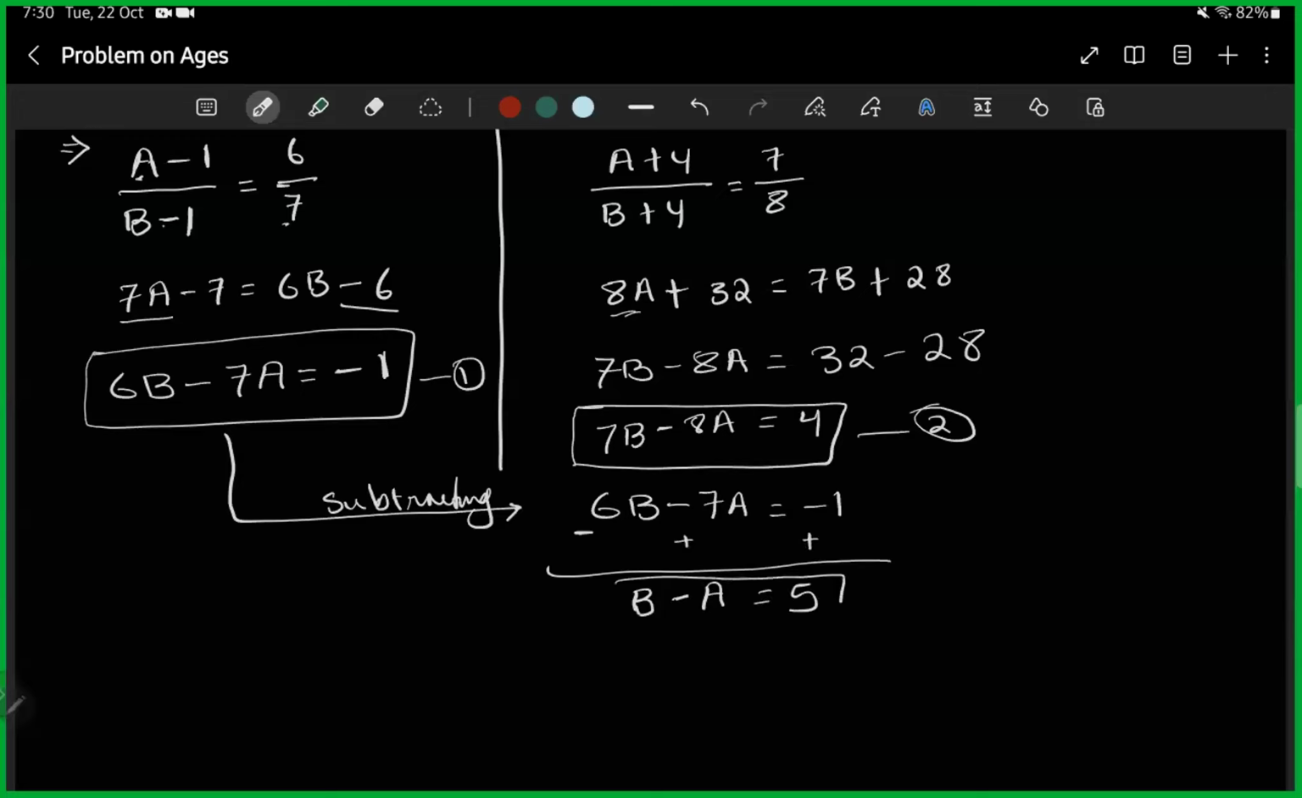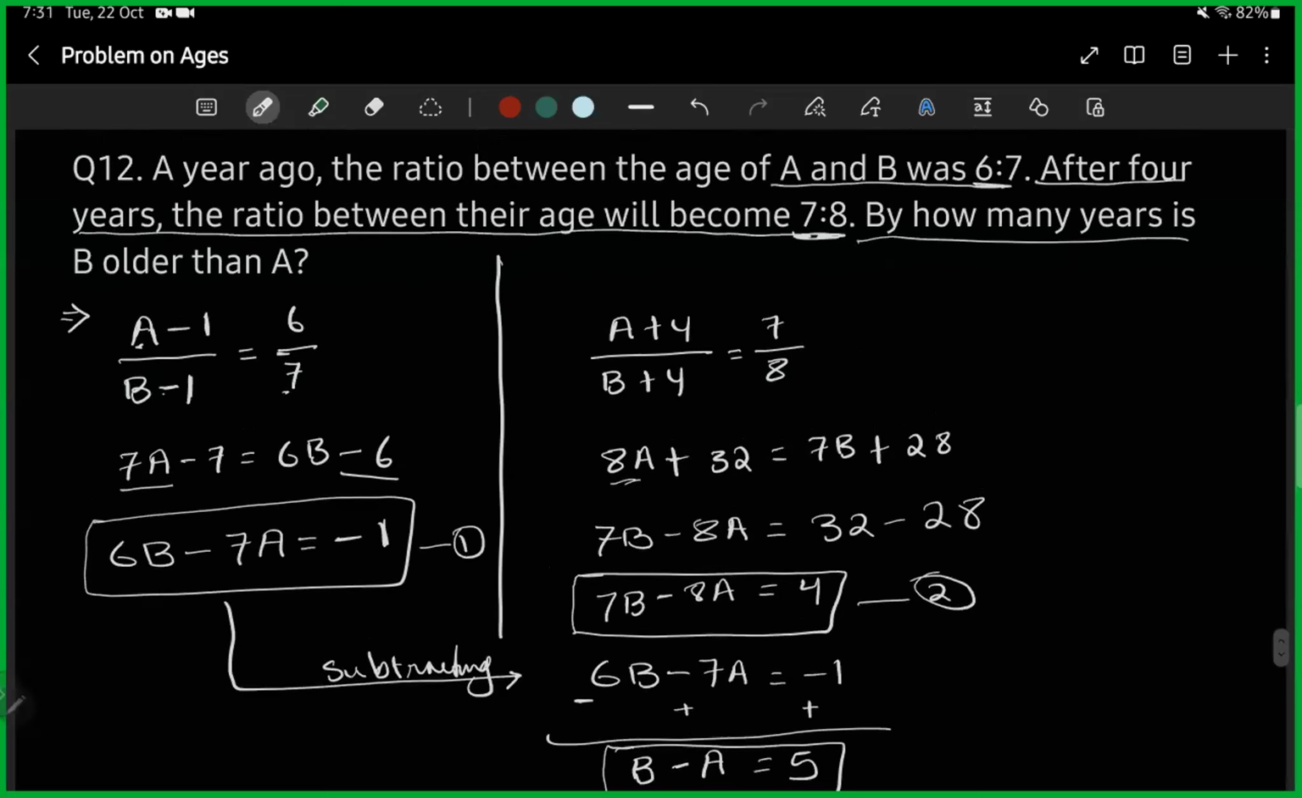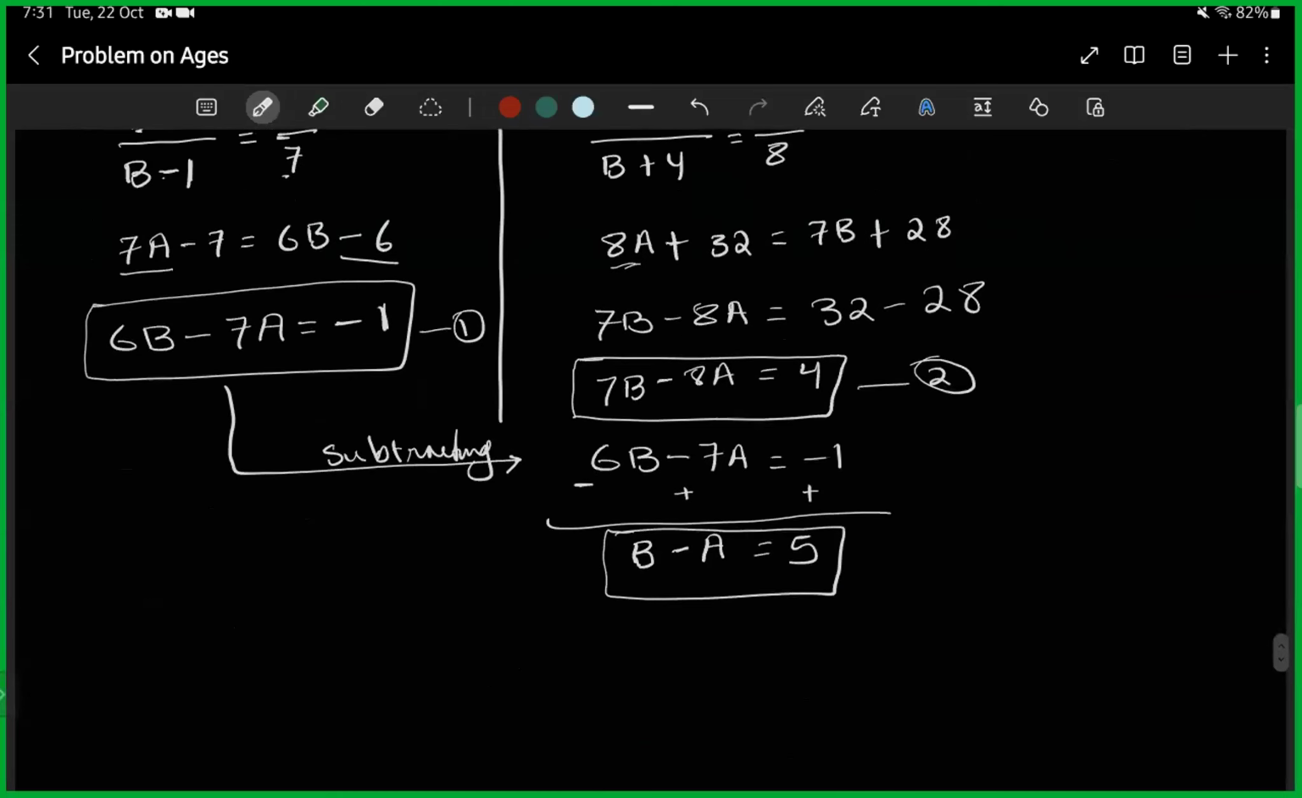So what was our question again? By how many years is B older than A? Earlier, I was telling you why I was writing this B first. So this is why. Our answer was going to be B, the age of B minus A, the difference between their ages. That was our question. And the answer is their difference is 5 years. So by 5 years, B is older than A.